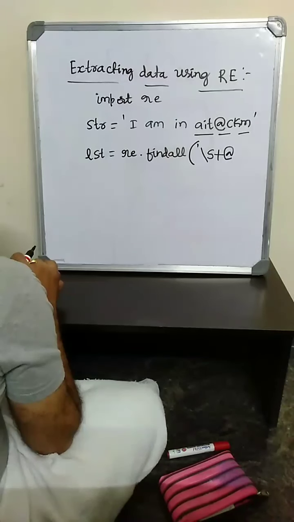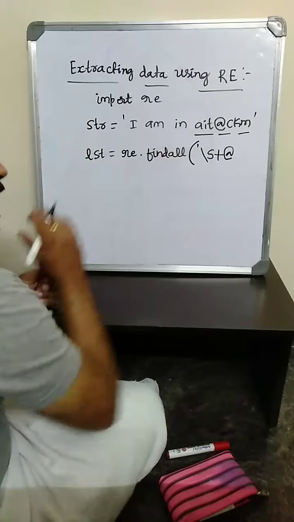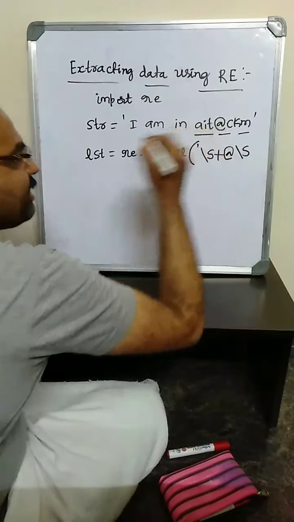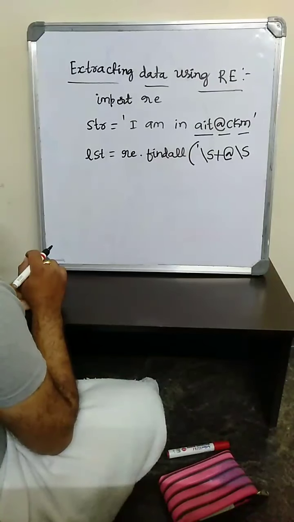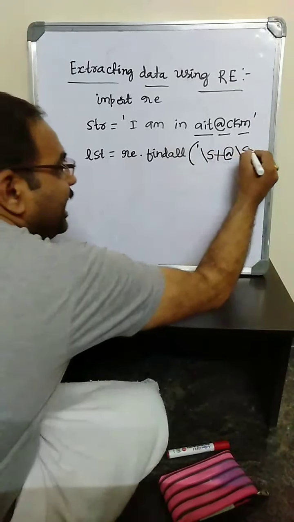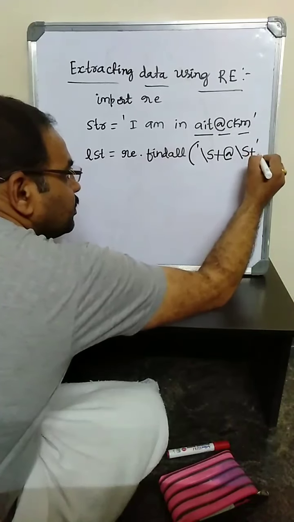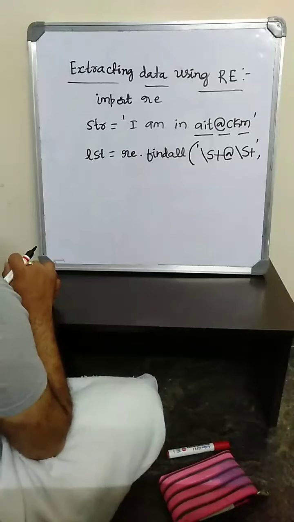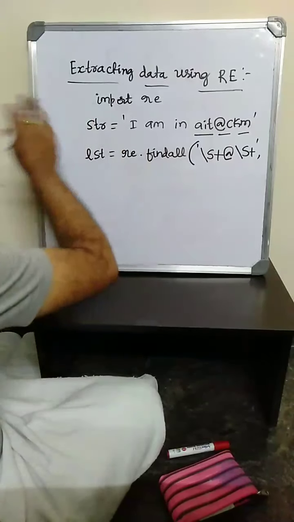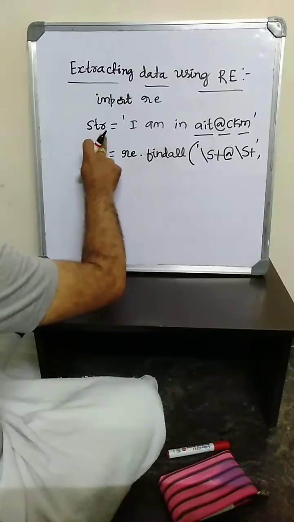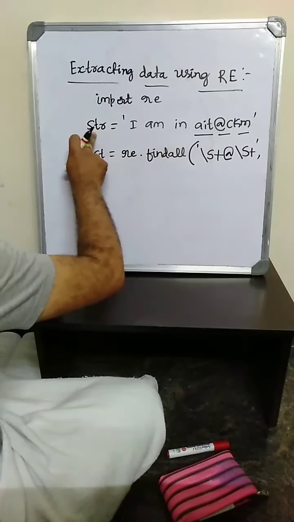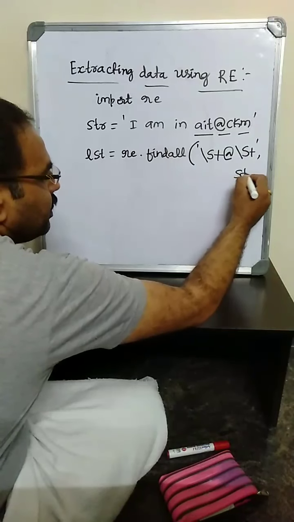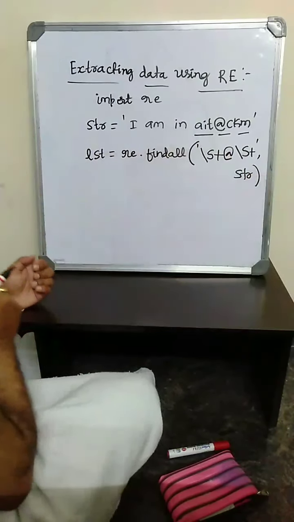And then what exactly? And again you have what? A string. So again I have to make use of backslash S, and again it may have one or more occurrences. That is why I have to make use of plus. And what exactly do I have to print here? I need to extract the string that is in the stored string, that is str. So I have to give here str.